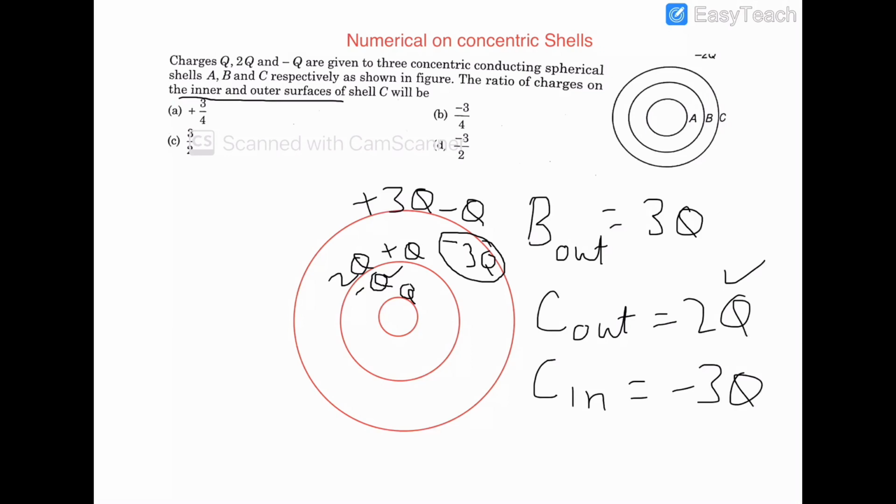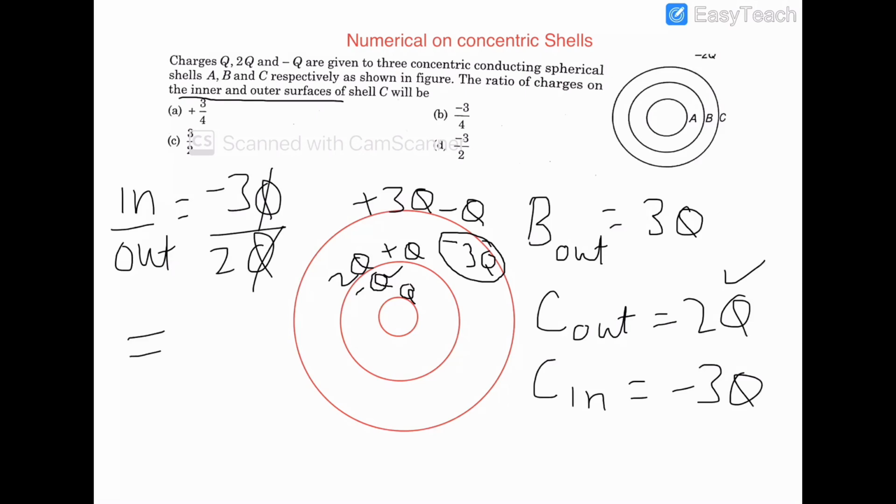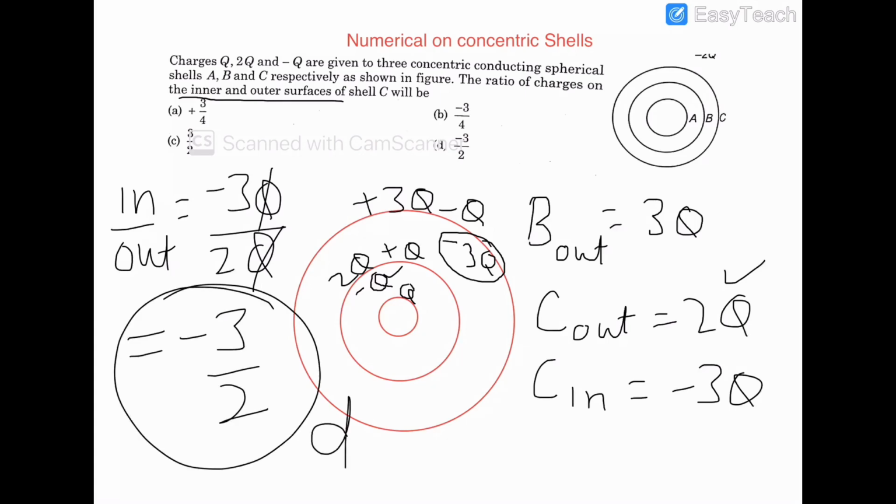We have to calculate the ratio of inner and outer surface. So the ratio will be inner over outer. Inner the value is minus 3Q, outer the value is 2Q. This Q and Q will get cancelled and we will be left with minus 3 by 2. So this is your correct option, and this is option number D.